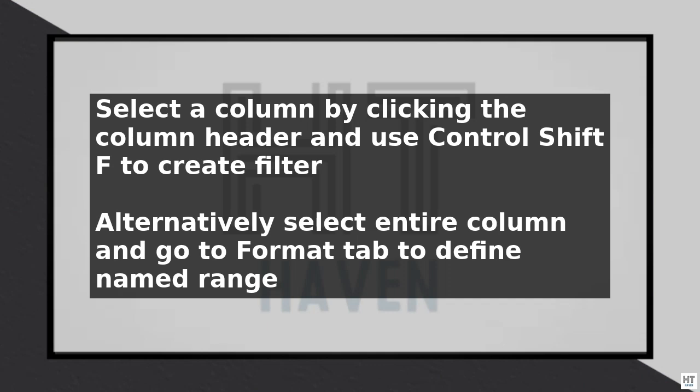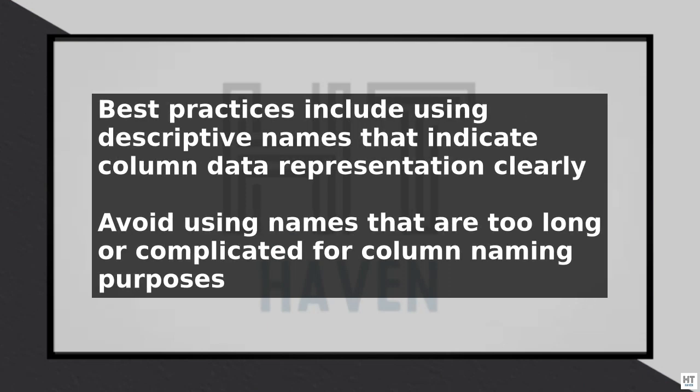In the Named Range box, enter the name you want to give to the column. This will create a named range for the column. To rename a column, simply go to the Data menu and select Named Ranges. This will open a list of all the named ranges in your sheet. Find the column you want to rename and click on the 3 vertical dots next to it. Select Edit and enter the new name for the column.